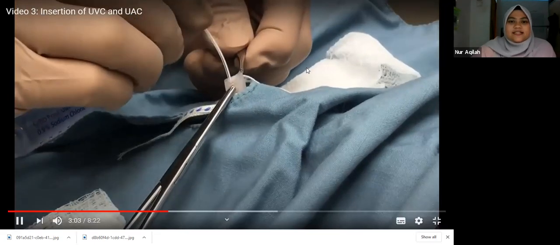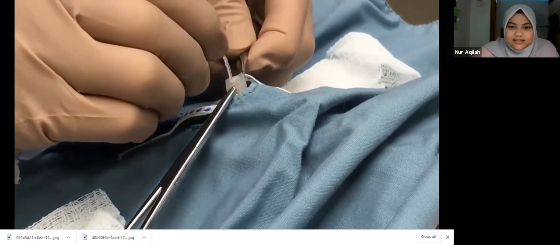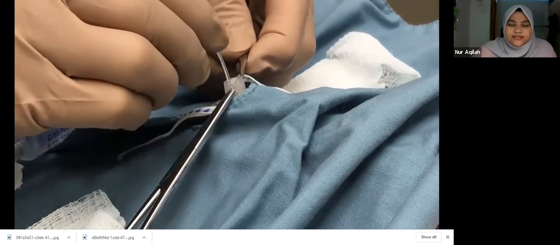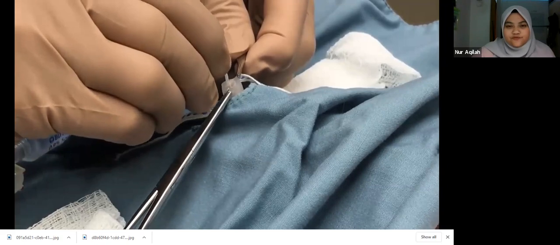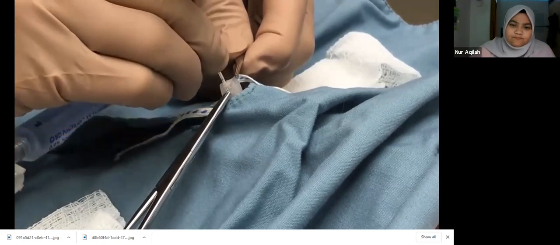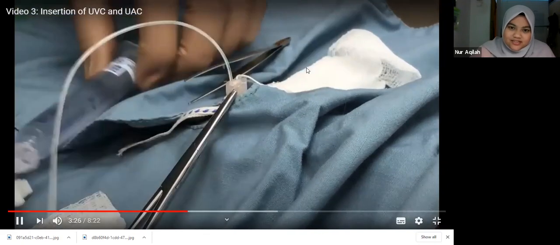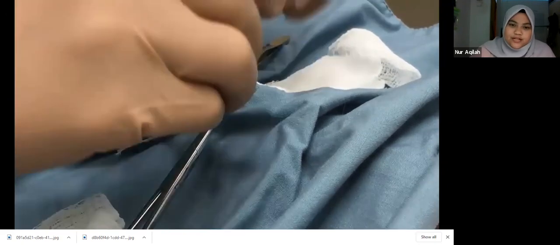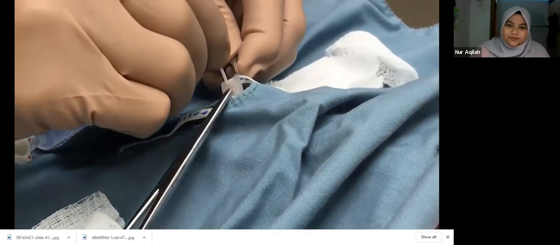Okay, and then the artery goes downwards first before going up. You may feel a bit of resistance. Sometimes we may feel a bit of resistance, however, we should continue to gently push it and continue to insert it until our desired position. Then we make sure to confirm the presence of blood return in umbilical artery catheterization by looking at the color of the blood, which is bright red.